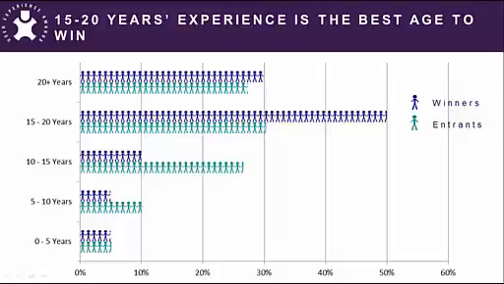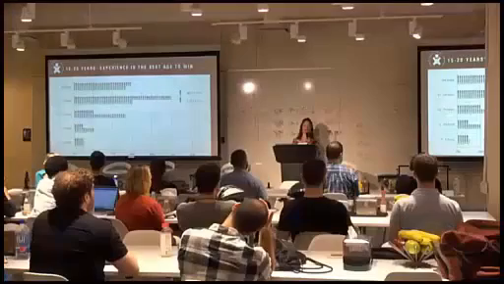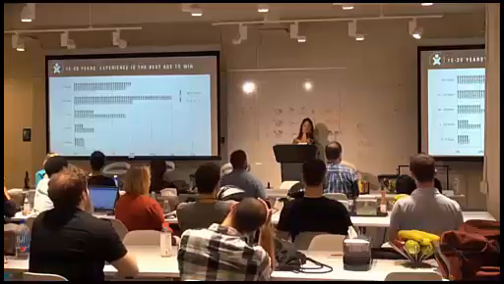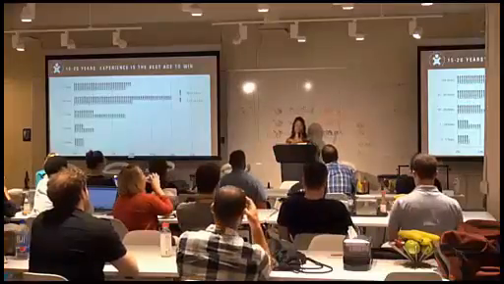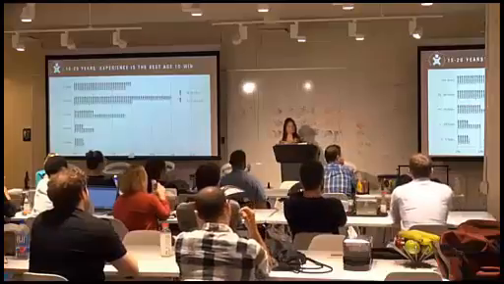And what's interesting is that the 15 to 20 years experience, basically they kill it. They get way more awards relative to their submissions, but somehow over 20 years it drops off, even though they're still performing better. 10 to 15 years, for some reason, they're not performing very well. But generally you can see that those who have more experience as UX professionals do perform better and get more awards.